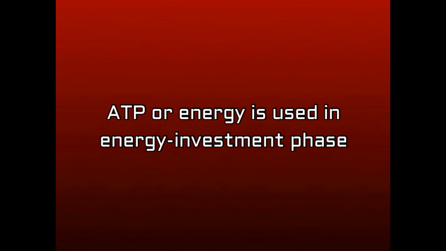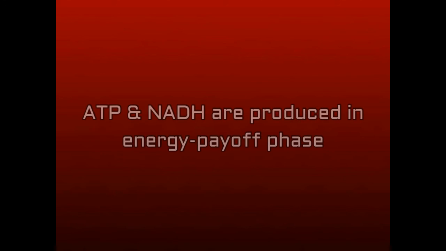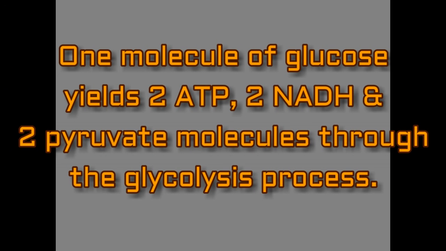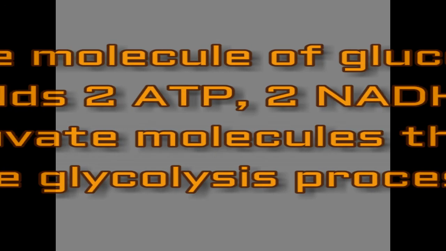As you can see from the previous process, ATP or energy is used during the energy investment phase, while in the energy payoff phase, ATP and NADH are produced. Glycolysis is the source of ATP and NADH and prepares the organic molecules to be further oxidized in the Krebs cycle. One molecule of glucose yields 2 ATP, 2 NADH, and 2 pyruvate molecules through the glycolysis process. So, that is how ATP or energy is yielded from the glycolysis process.